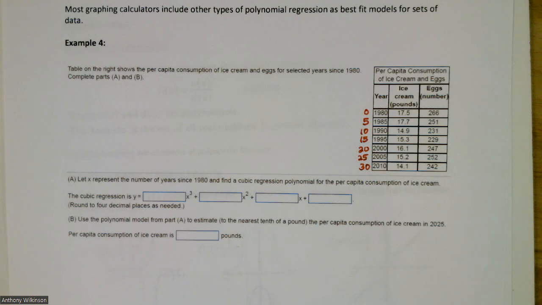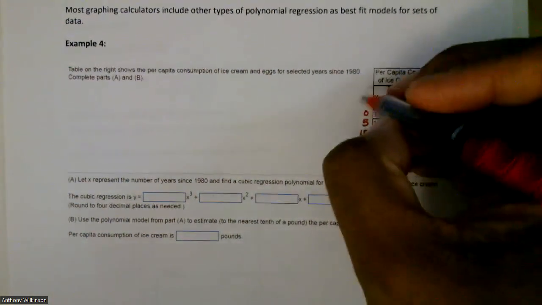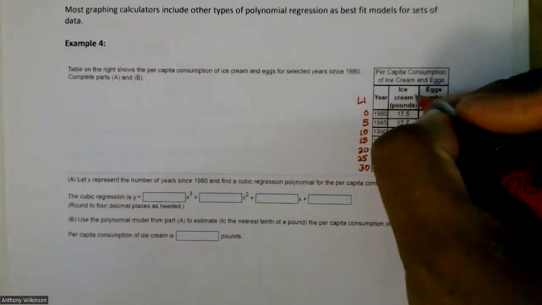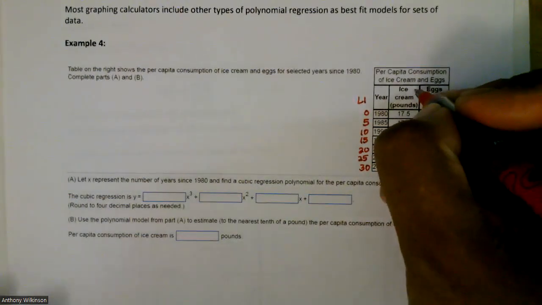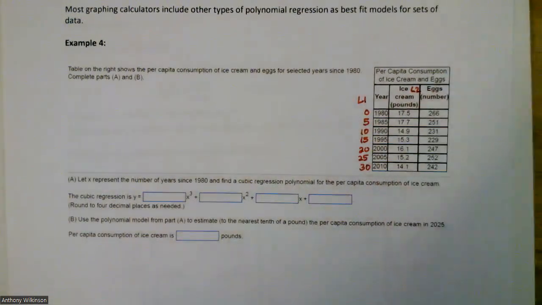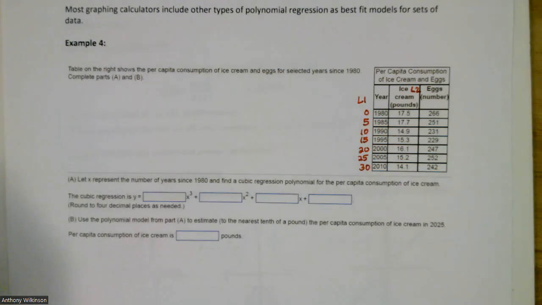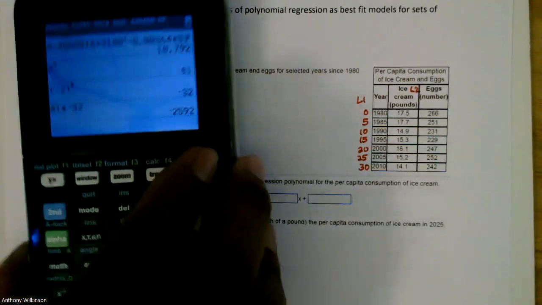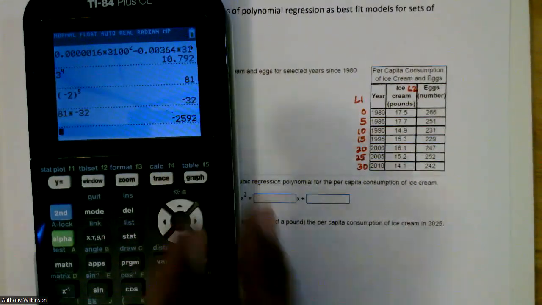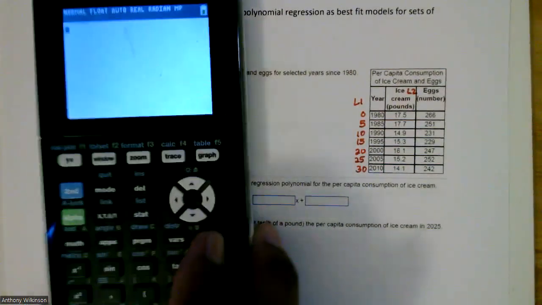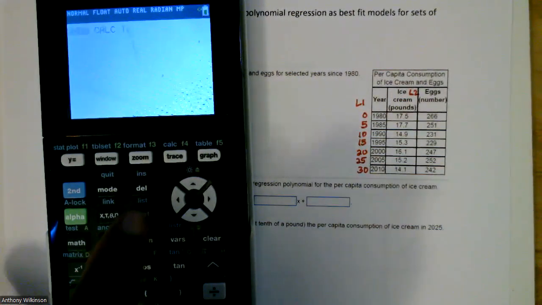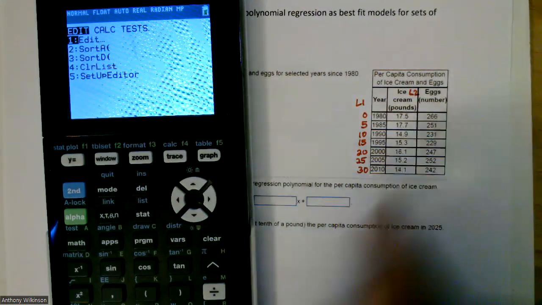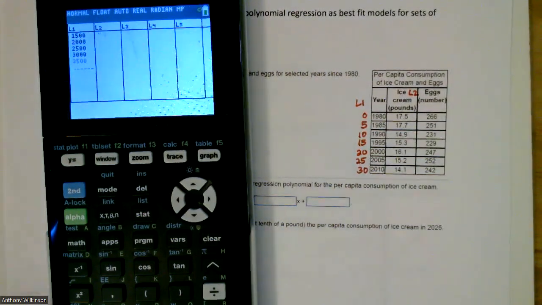And if you recall, when we were using the graphing calculator, we had to put the number of years in L1. And here for ice cream in pounds, we're going to put that in L2. Don't worry about the number of eggs in that last column. We're just going to focus on these two columns here. So with our graphing calculator, here's what we're going to do. We're going to press the stat key. We're going to edit. We're putting in a brand new table. So we're going to select number 1 for edit.